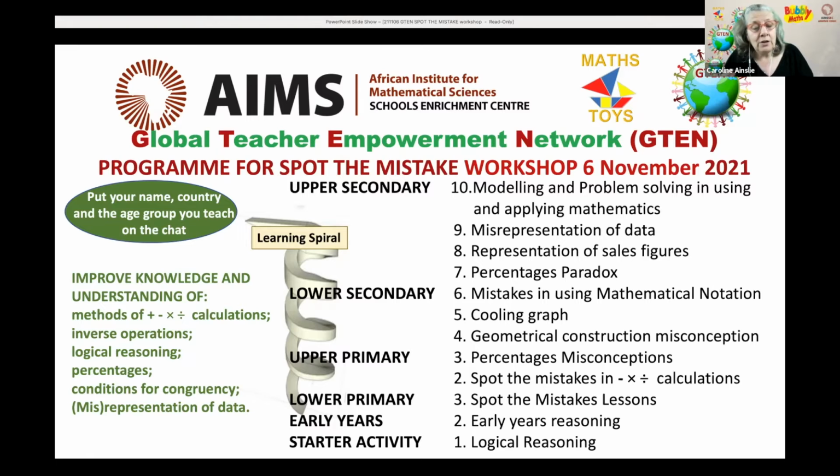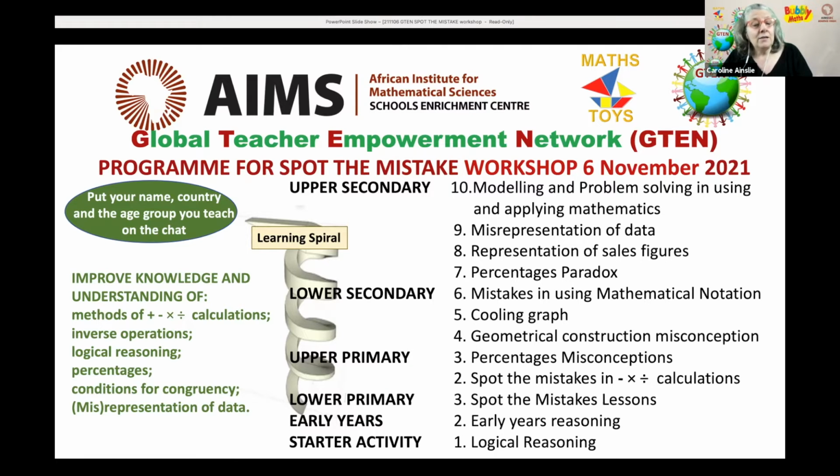And then with the spiral learning, it progresses up through the early years. In lower primary, you can literally do spot the mistake lessons. And then upper primary, you keep going up, looking at the misconceptions that have come in by then. Mistakes with mathematical notation, mistakes with language, misconceptions of the words that are used in mathematics that are different to English. There are some specific things like percentages, fractions, the difference between 2 times a number or the number squared, things like that. And then we've got real life applications like representation of sales figures. We've got misunderstanding of data, misrepresentation of data, misunderstanding of statistics.